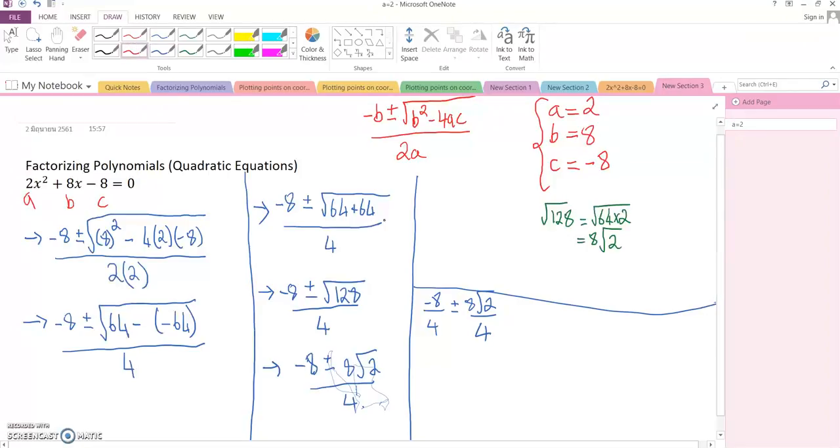Now we can simplify these fractions. This we can write as negative 2 and this we can write as 2 root 2. So what do we have now? We have minus 2 plus minus 2 root 2.